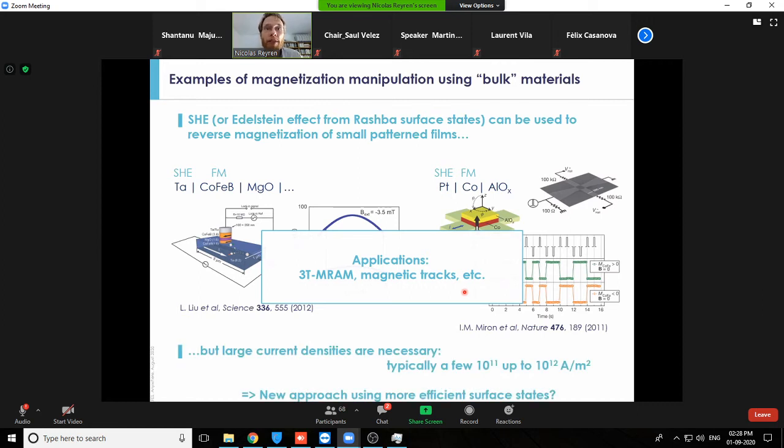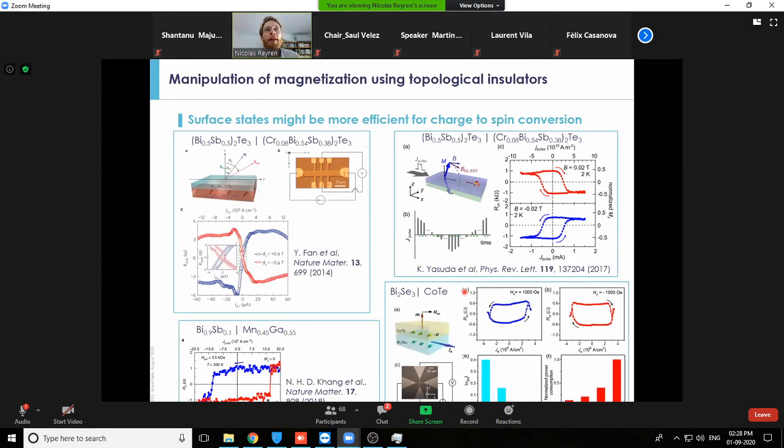Now, the current densities that are used are typically a fraction of or a few teraamp per meter square. So it's very huge current densities, and maybe we need to find new approaches to control the magnetization more efficiently. That might be through the surface states of, for example, a topological insulator. Indeed, it was published already in 2014, in this study, that with a topological insulator you can manipulate the magnetization state of a ferromagnetic layer on top.